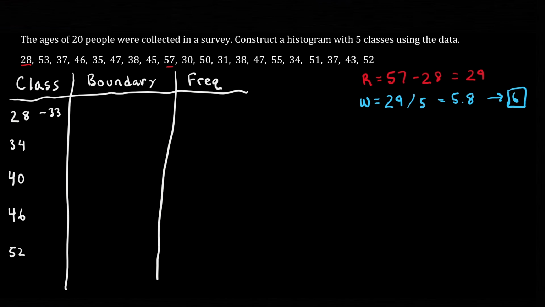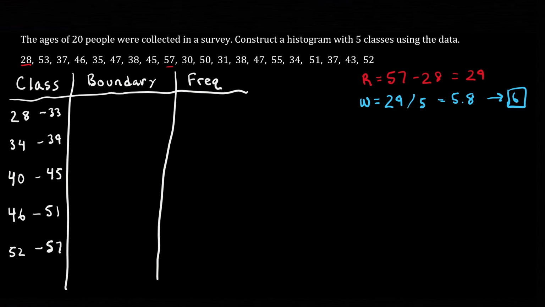Then to find the upper bound of the next class, we can just add 6, our class width, to the upper bound of the first class. So 33 plus 6 is 39. 39 plus 6 is 45. 45 plus 6 is 51. And for the last class, it has an upper bound of 51 plus 6, which is 57.